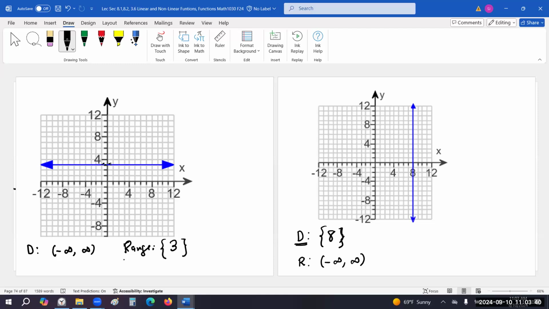Anytime one number means curly bracket. Two numbers means parentheses or brackets. The parentheses mean that you don't include the value, and if you see square brackets, then you include it. Any question?